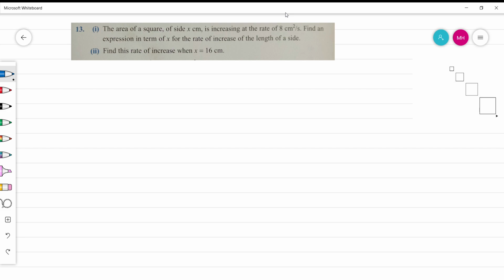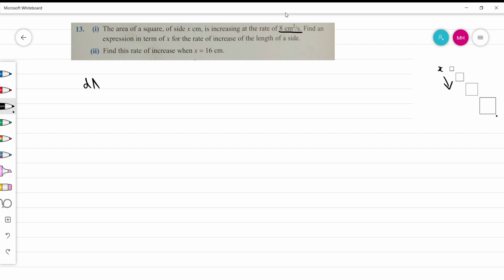Okay, let's have a look at this question here. The area of a square of side x centimeters is increasing at a rate of 8 centimeters squared per second. So one side of the square is x centimeters, it's getting bigger and bigger, and the rate is this, 8 centimeters squared per second. So we need to translate that first sentence into derivative form.